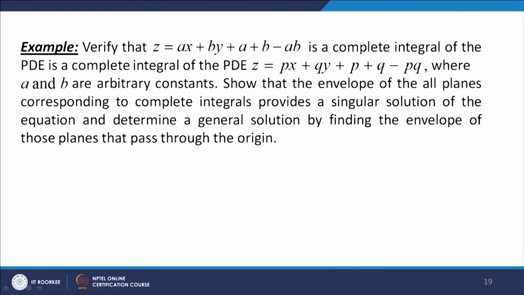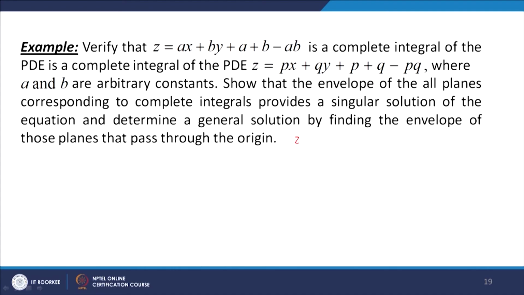Let us now consider another example. We have a first order nonlinear PDE, z equal to px plus qy plus p plus q minus pq. First we show that z equal to ax plus by plus a plus b minus ab is a complete integral of this nonlinear PDE.